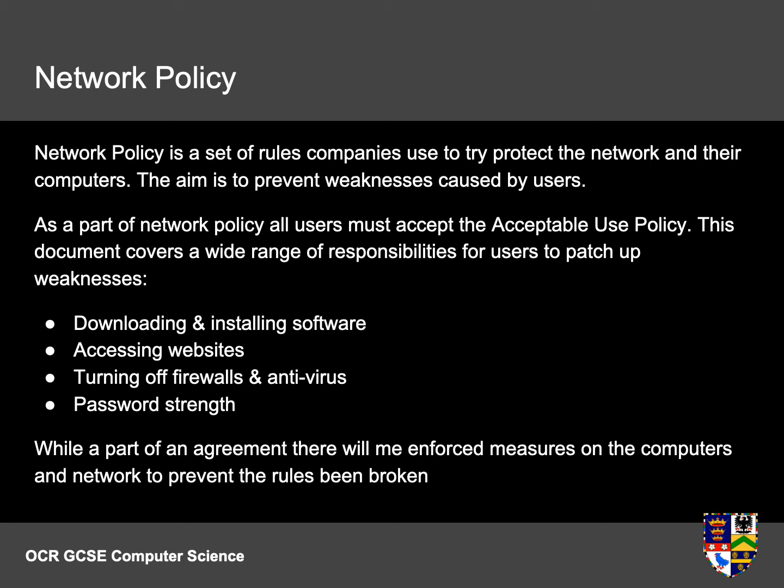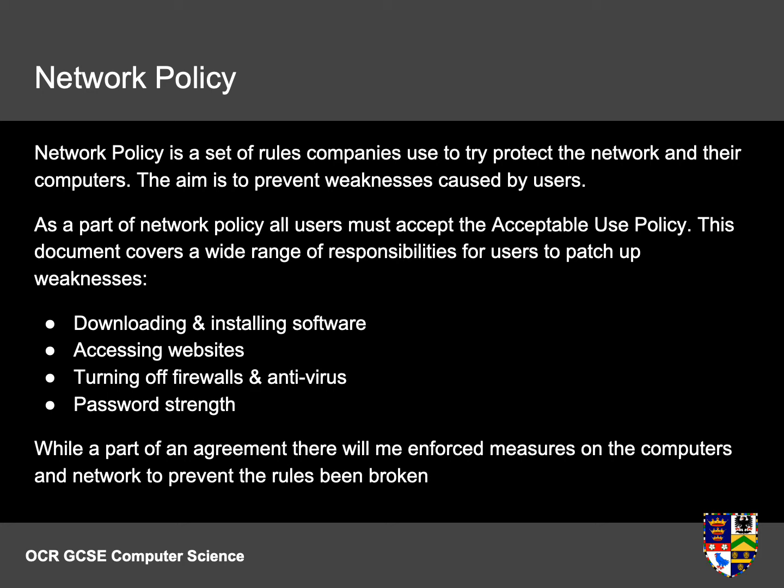As we've mentioned in the previous video, network policy is another preventative method, and the aim is again to prevent weaknesses caused by users. So everyone must accept the acceptable use policy. If you don't accept it, then the administrator won't let you on the network. And the whole idea is that you should be aware of the things that you should be allowed to do and shouldn't be allowed to do on those computers or on that network. And it'll cover things such as downloading and installing software, what websites you're allowed to and not allowed to access, turning off firewalls and antivirus on the computers, and setting up how strong your password should be.